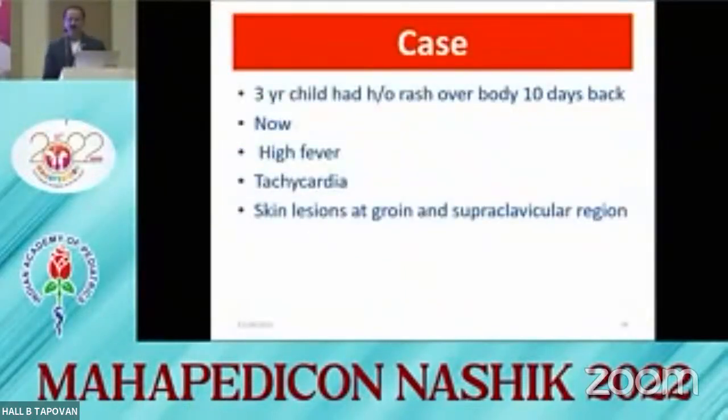Immunoglobulin. If varicella zoster immunoglobulin is not available, what can we use? IVIG 400 milligram we can use. Right. A 3-year-old child had a rash over the body 10 days back.